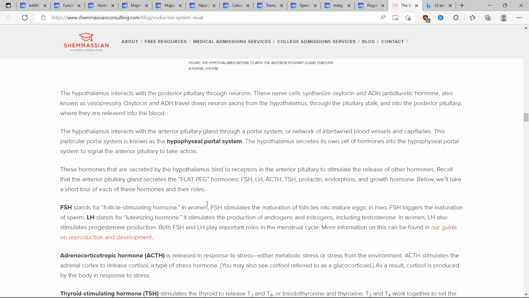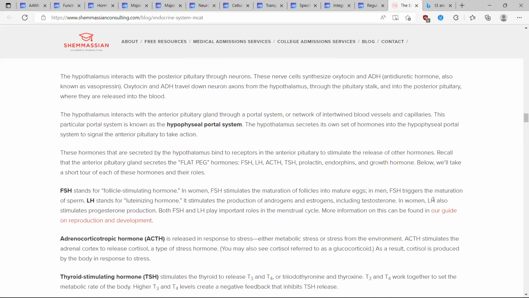FSH and LH are involved with the reproductive system and the gonads, essentially. FSH in women matures the follicles into mature eggs. Remember, we talked about last time when we talked about reproduction, we had these hormones that we're going to talk about more in depth now. LH is a luteinizing hormone producing testosterone, right? LH can also stimulate progesterone production.